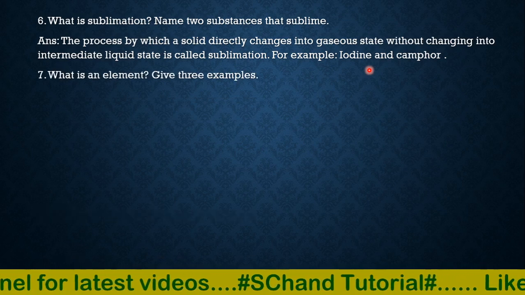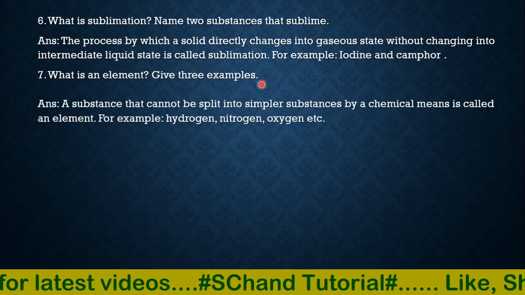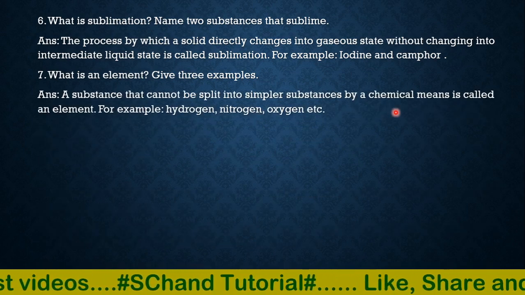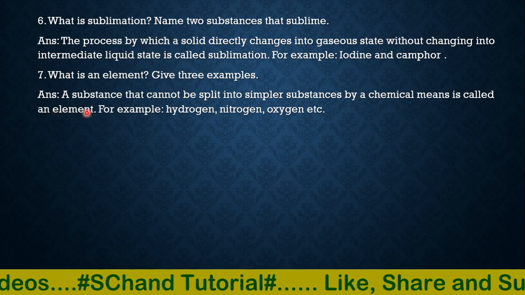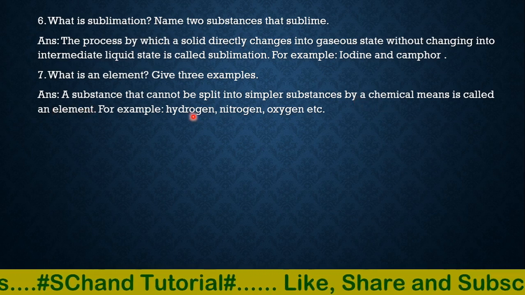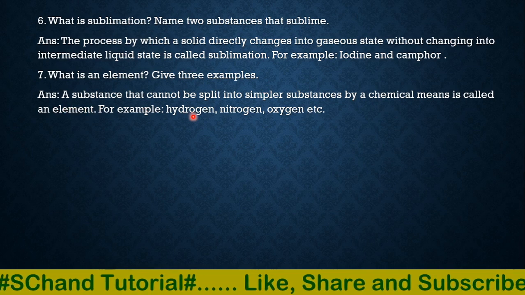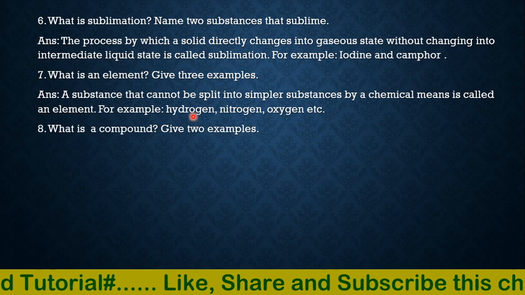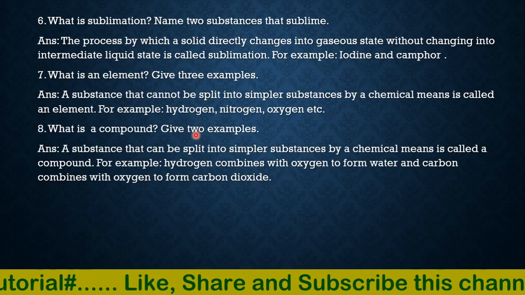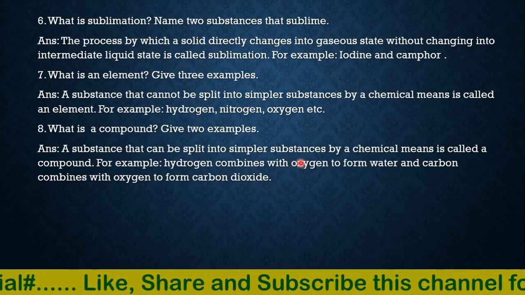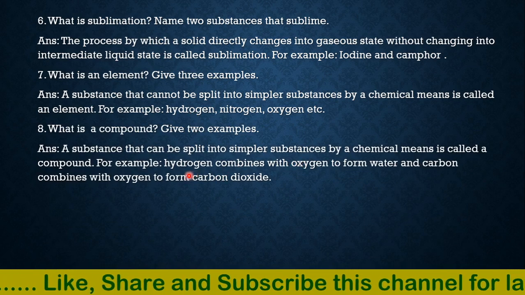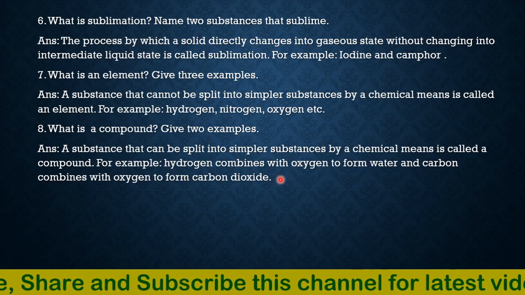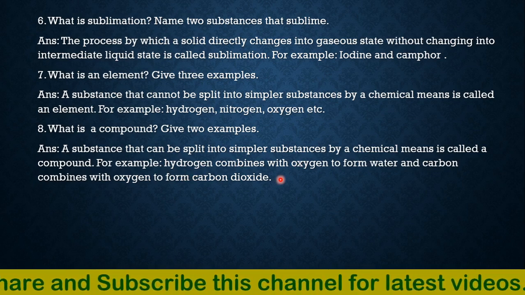So what is an element? Give 3 examples. An element is a substance that cannot be split into simpler substances via chemical means. For example, hydrogen, nitrogen, oxygen. These are all examples of elements. Then what is a compound? Give 2 examples. A substance that can be split into simpler substances via chemical means is called a compound. For example, hydrogen combines with oxygen to form water and carbon combines with oxygen to form carbon dioxide.